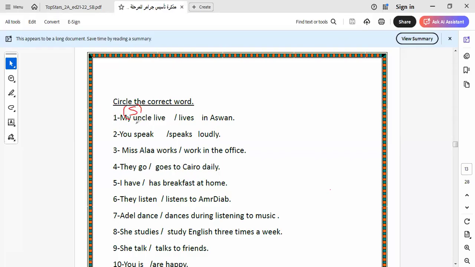My uncle here is singular, so I put s here. Why? Because uncle is singular. Let's go to another one. You speak or speaks loudly. Here you doesn't take s. Miss Ala works or work in an office. Here Miss Ala is singular, so I put s here.